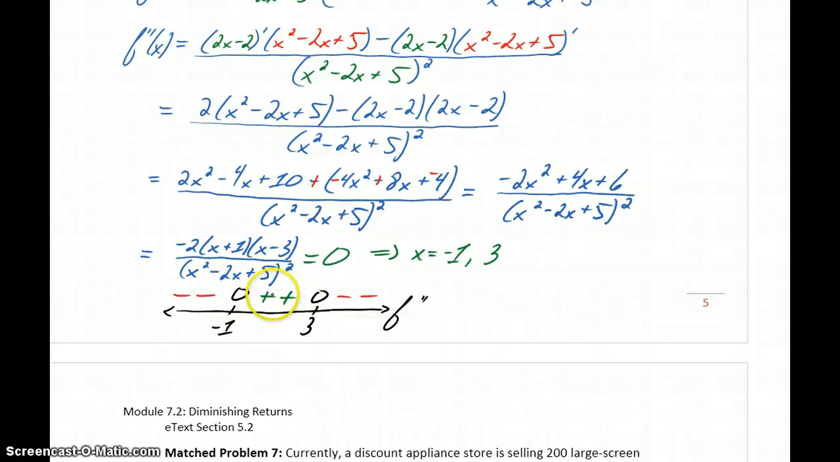So we have two different points where concavity changes. It changes from negative to positive at x equals negative 1, and from positive to negative at x equals 3. So x equals negative 1 and x equals 3 are both inflection points.